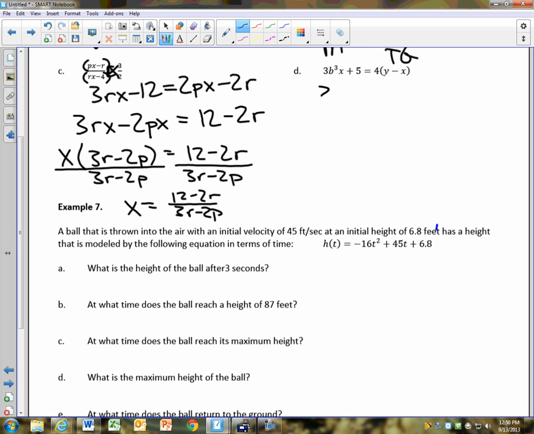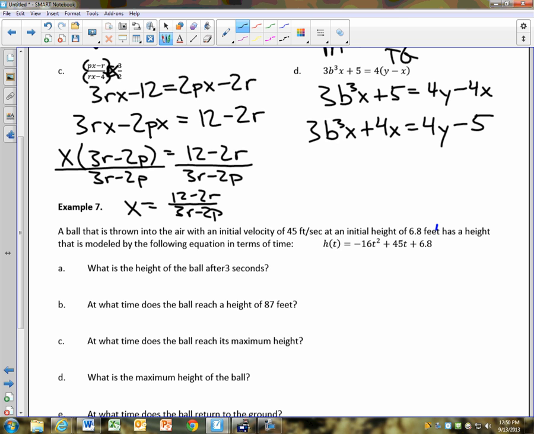So D, I'll just distribute my 4 so I can see what my terms are. And so when you get that type of problem on your test, what are you going to do? What are you going to do now? Put the x's on the same side. I'll move the 4x over to the left. And I'll put everything else over on the right. So I move the 5 over to the right. What's my next step? Factor out my x.